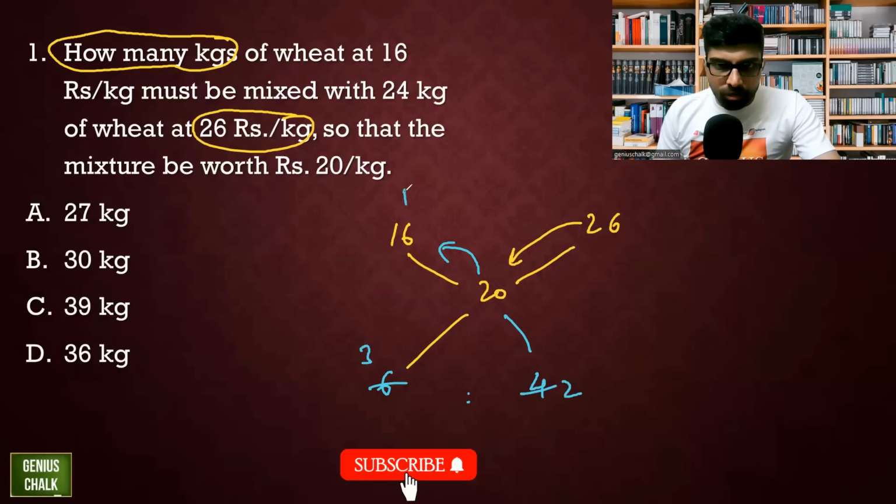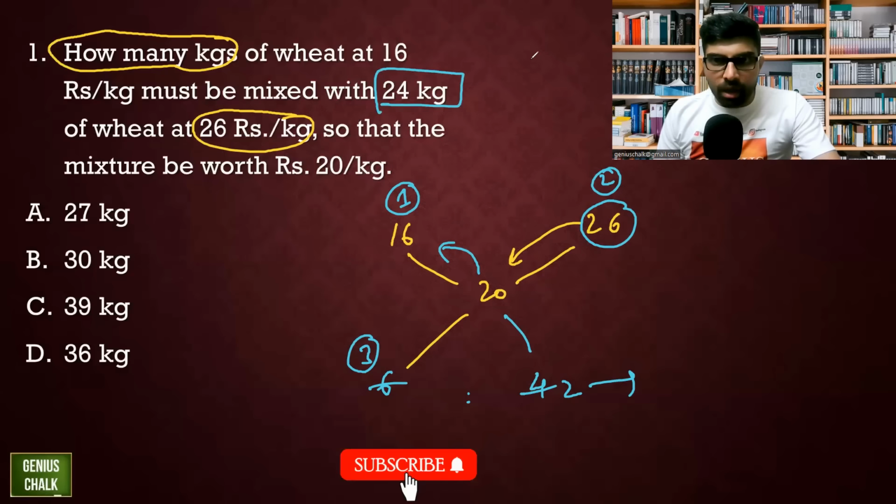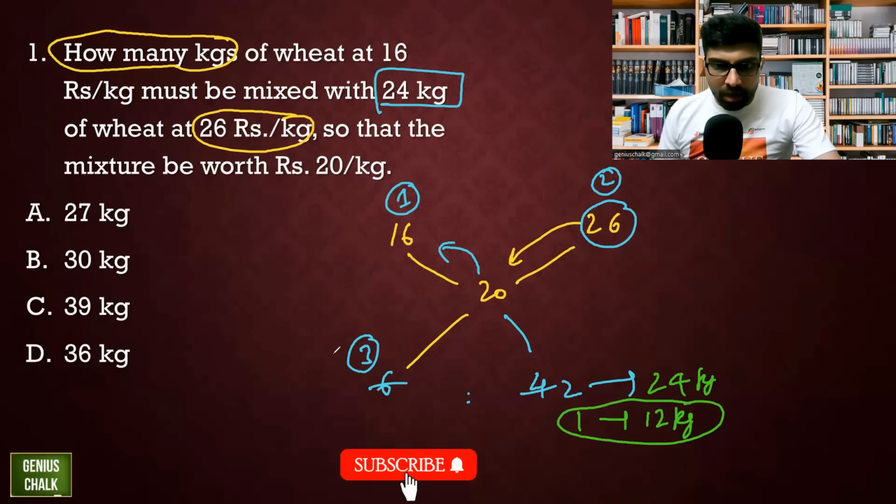Now, this first type of wheat, which is 16 rupees per kg, its quantity is asked. That means the value of 3 has to be found, whereas the quantity of 26 rupee per kg wheat is given as 24 kg. So this 2 value is equal to 24 kg, 1 value is equal to 12 kg. Now we can see that it is asking 3 value, so 3 will be 3 into 12, that is going to be 36 kg. So this is my answer for this question.